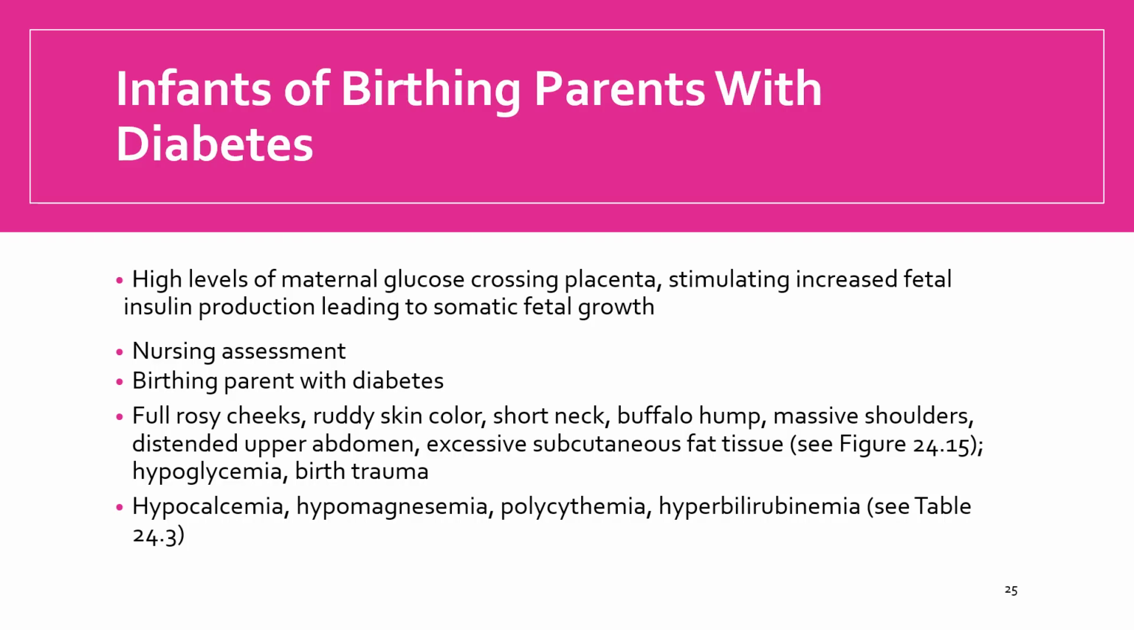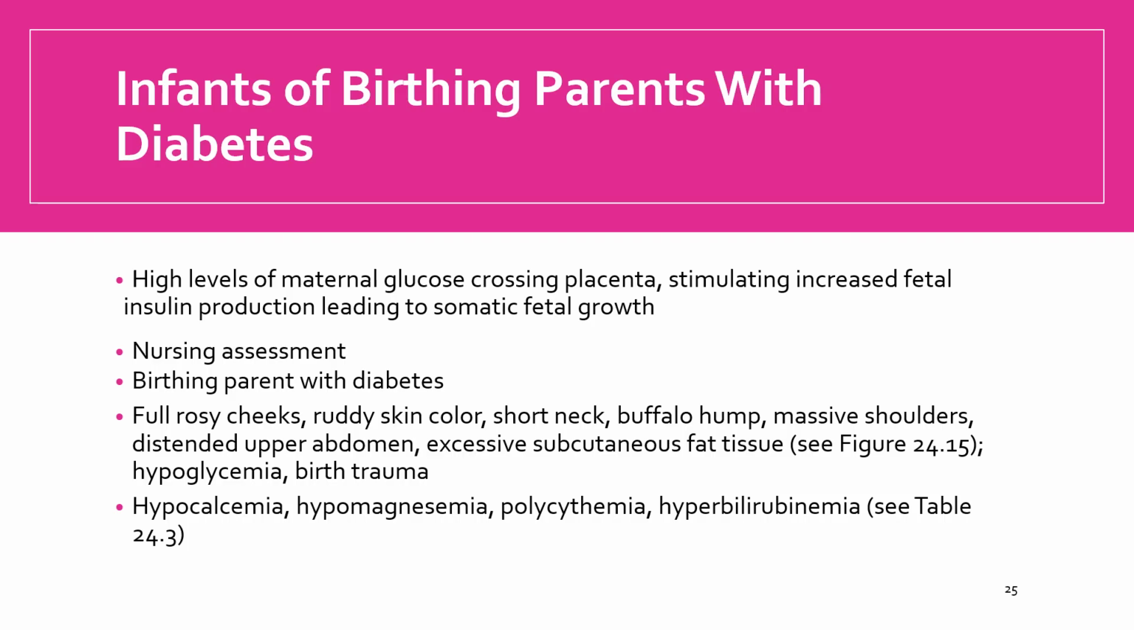Nursing assessment: birthing parent with diabetes. So assess the parent's diabetes. You can see a rosy cheek, ruddy skin color, short neck, buffalo hump, massive shoulders, distended upper abdomen, excessive subcutaneous fat tissue, and then hypoglycemia, and sometimes birth trauma.